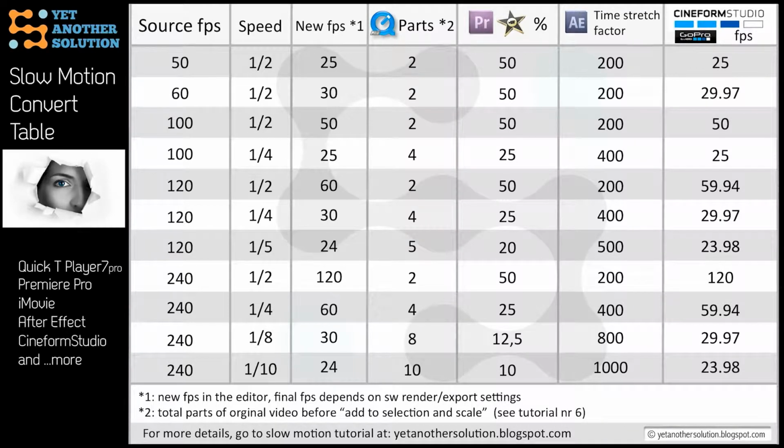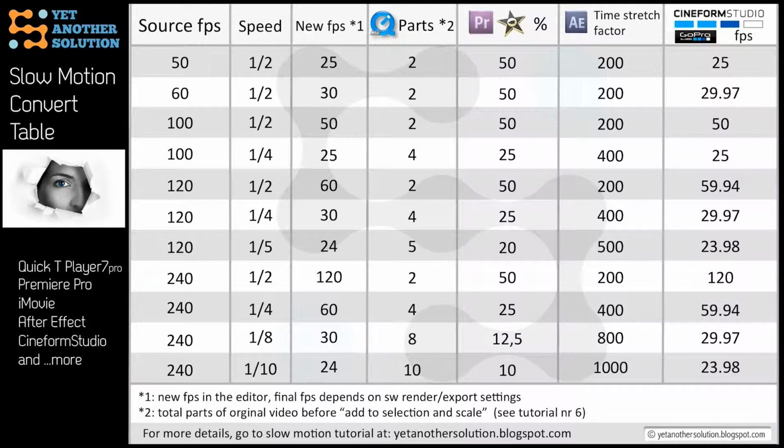In this tutorial, when we are going to do it in 50 frames per second, that's a really easy part, because then we are going to do half speed. If you see here, we have the source file at 50 frames per second, and if we want it in half speed, then in QuickTime Pro for example, you have to do it in 2 parts, or in iMovie, you put in 50% to slow it down to half speed, and then we end up with 25 frames per second.